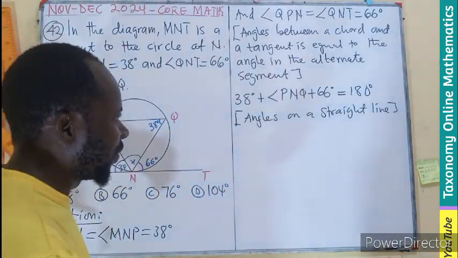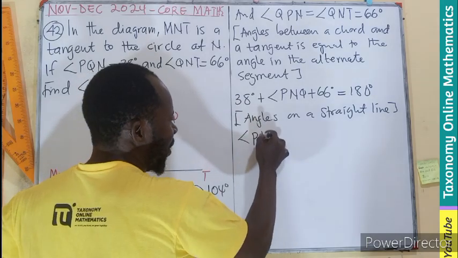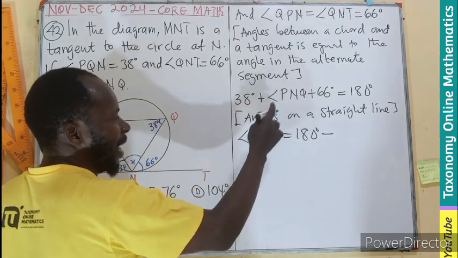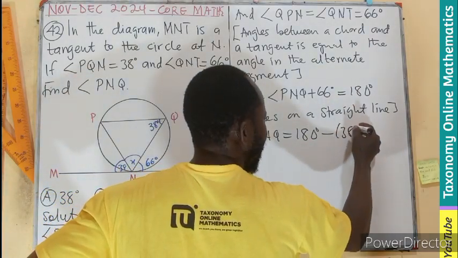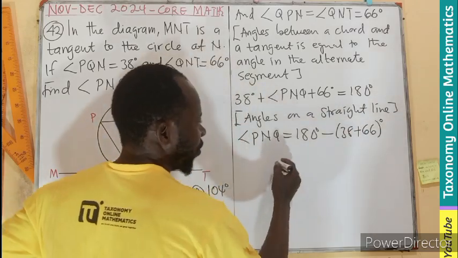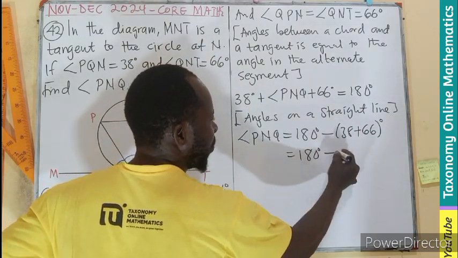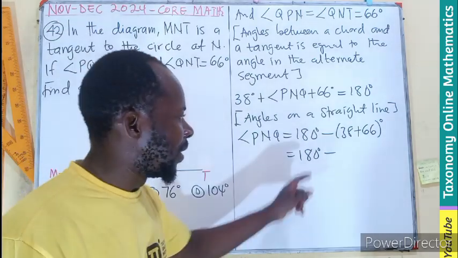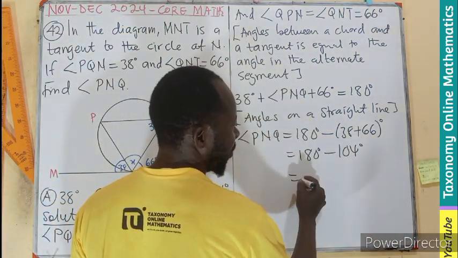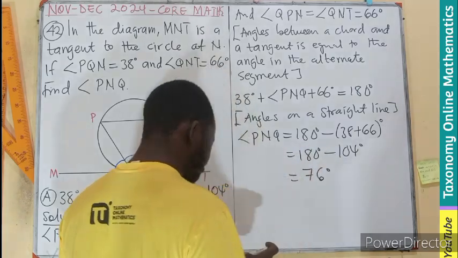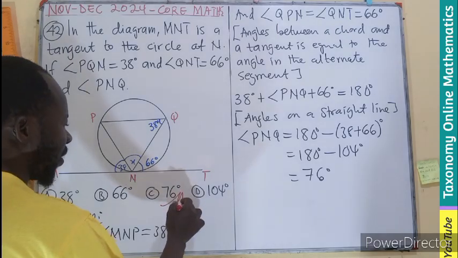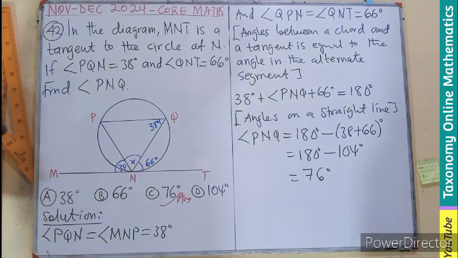So this will mean that your angle PNQ will be equal to 180 minus 38 plus what? 66, all in degrees. So this will be 180 degrees minus 104 degrees. When you subtract, you have 76 degrees. And if that's the case, option C becomes the preferred solution.